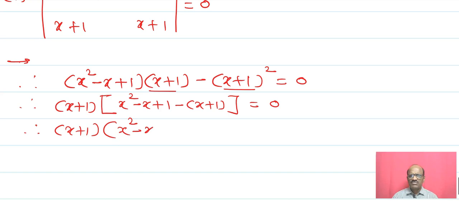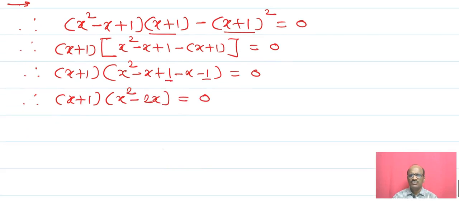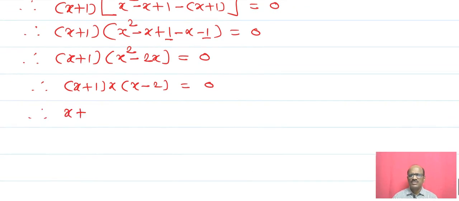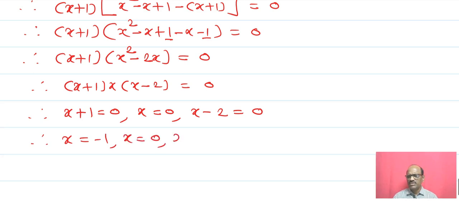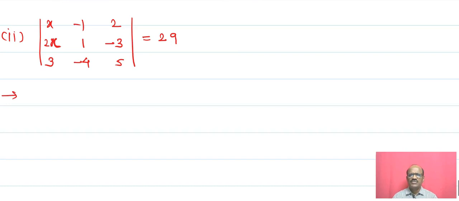Now x plus 1 in bracket, x squared minus x plus 1 minus x minus 1. Now plus 1 and minus 1 get cancelled. Therefore, in bracket x plus 1, in second bracket x squared minus 2x, is equal to 0. Then you are getting x plus 1 and, taking x as common, x minus 2. Now this is a very simple equation: x plus 1 is equal to 0, or x is equal to 0, or x minus 2 is equal to 0. Therefore, the values of x are minus 1, 0 and 2. That is x is equal to 0, x is equal to minus 1 and x is equal to 2.